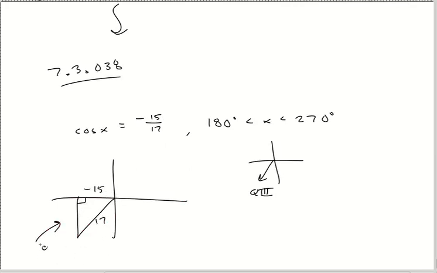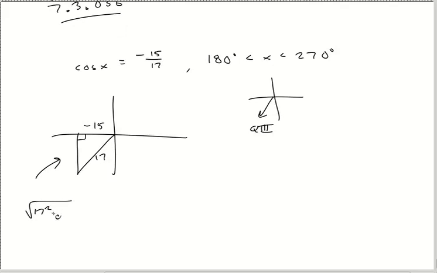My opposite's also going to be a negative, but I have to go and find that. It's the square root of 17 squared minus the 15 squared. Notice that I'm not using this as a minus sign. It's technically like this, negative 15, all squared. Well, I know that that negative is going to go away. You can just simplify it down to this guy. Much easier.